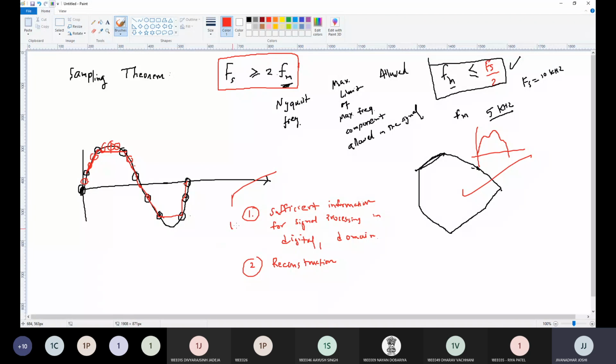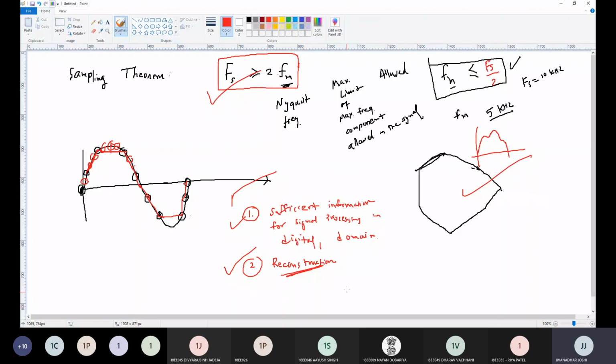In the digital domain, the information of the signal should be sufficient, and finally, after reconstruction, I should get the waveform I desire, the waveform I want to have. These are the two targets. These are the two objectives. Okay. And Nyquist said that reconstruction will have sufficient efficiency if this algorithm is followed.